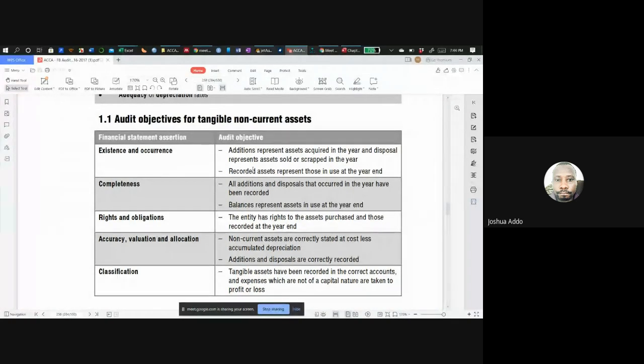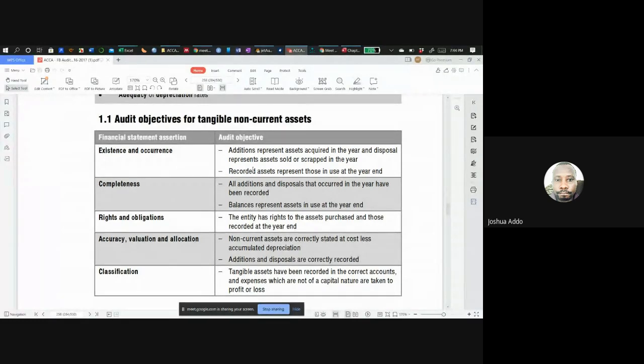Additions represent assets acquired in the year, and disposals represent assets sold or scrapped in the year. Recorded, this is the general things the auditor should know. And then we'll talk about the specific procedures we'll use to test them later. The general thing is that additions represent new assets.